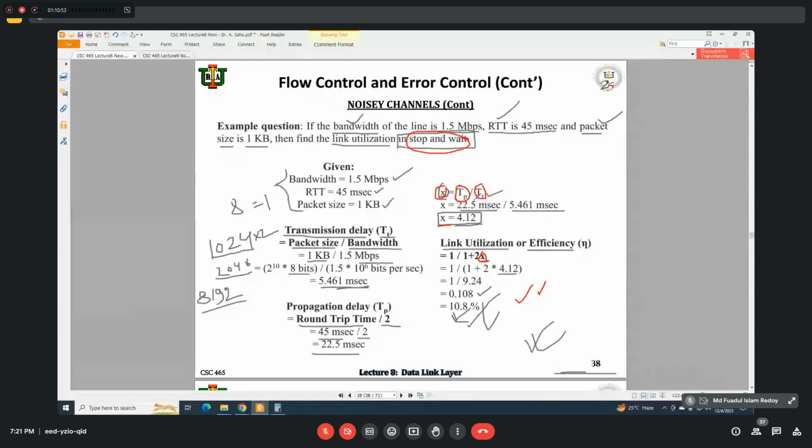To find tp and tt, we use this formula: the transmission delay tt is the packet size divided by bandwidth. The packet size is 1 kilobyte, as given here, and the bandwidth is 1.5 Mbps. You can easily find the transmission delay. The propagation delay is the round trip time divided by 2. The round trip time given is 45 milliseconds, so 45 divided by 2 gives the tp. Now place the values of tp and tt and do the division, and you get 4.12. Now it's easy to find the efficiency by placing the x value, and finally you get 10.8%.